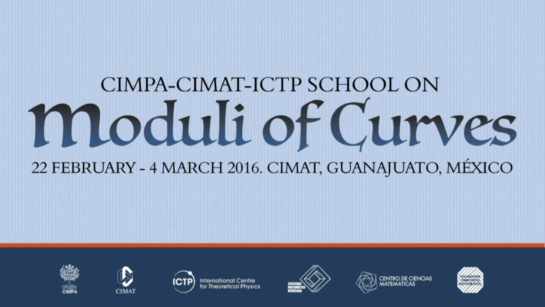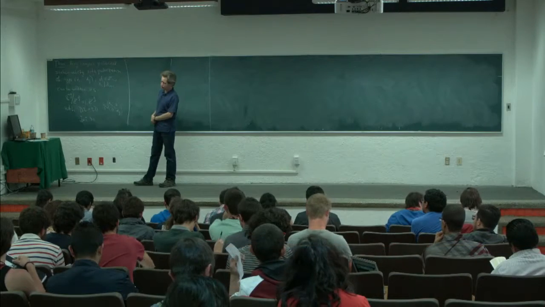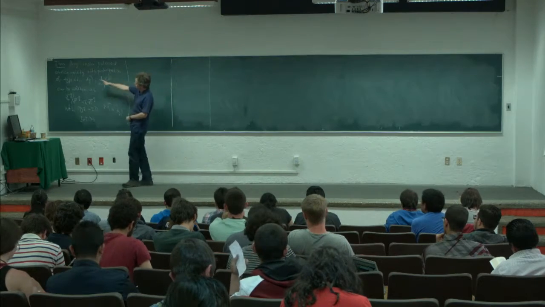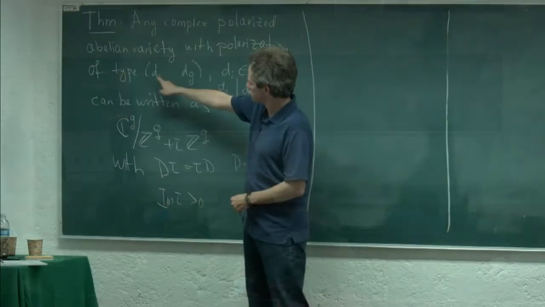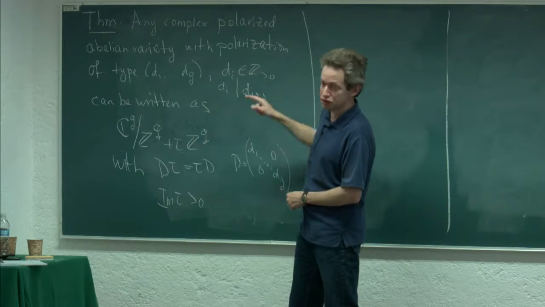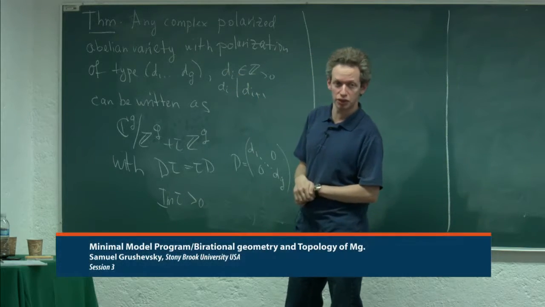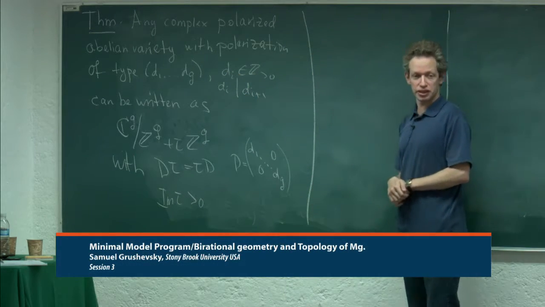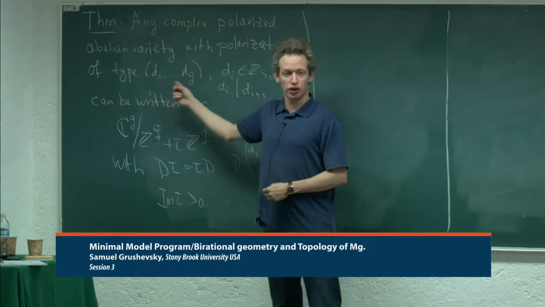Some work is this Riemann bilinear relation. So this is a properly general form. It says that any complex polarized abelian variety with polarization of type, I'll say in a second what I mean by this, d1 through dg. These things are integers, each dividing the next one. And principal polarization means this is a bunch of ones.